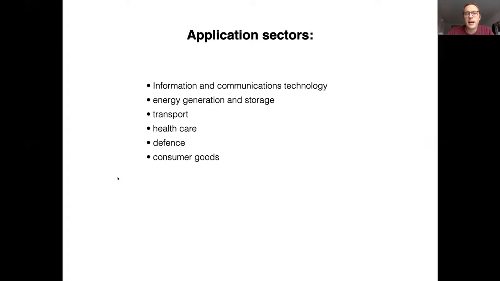Of course, these are interesting because they have a variety of applications, many of them already mentioned by Arash and Tilda. So of course, semiconductors play a fundamental role in information and communications technology. So there is a lot of interest in energy storage and generation, transport, healthcare, defense and consumer goods are all applications where functional materials play an important role. Let me show you quickly what are things that might be hot topics in functional materials.